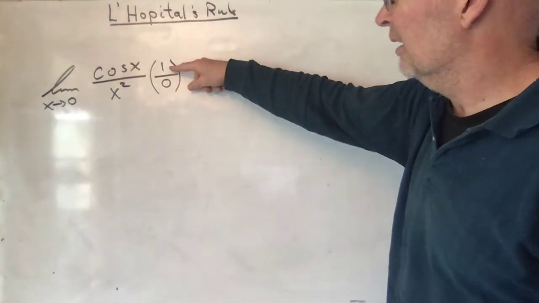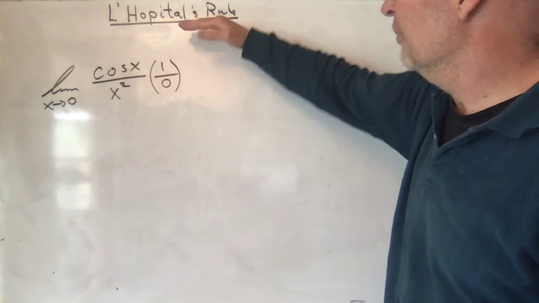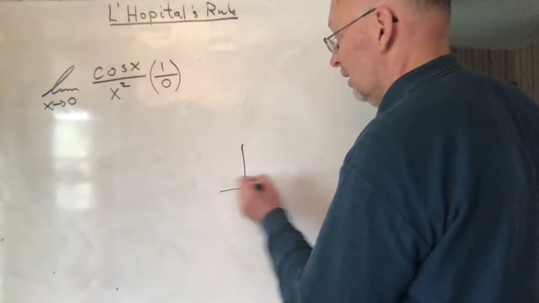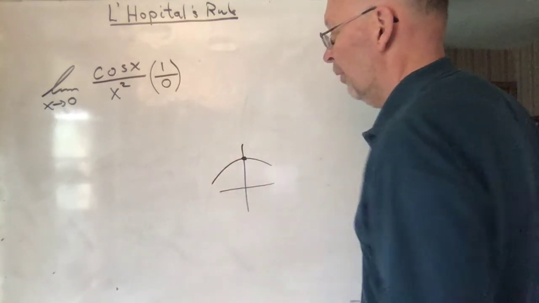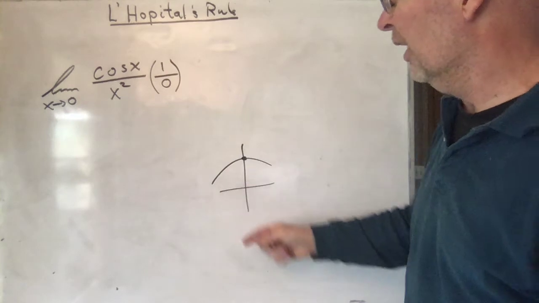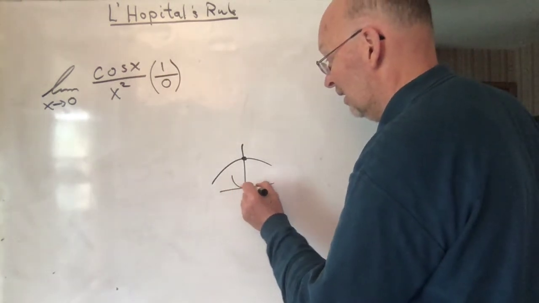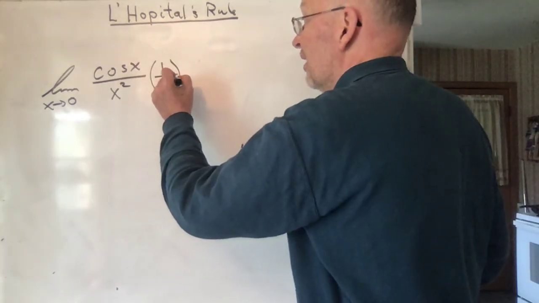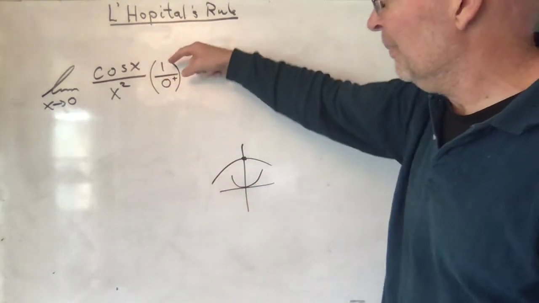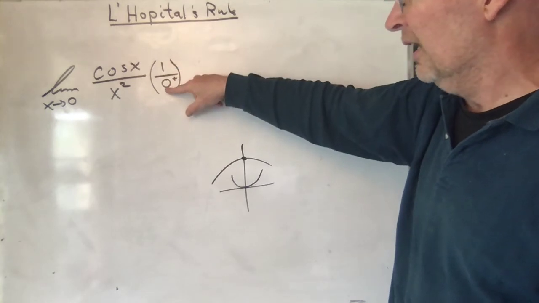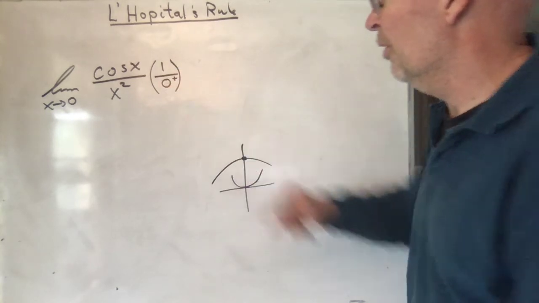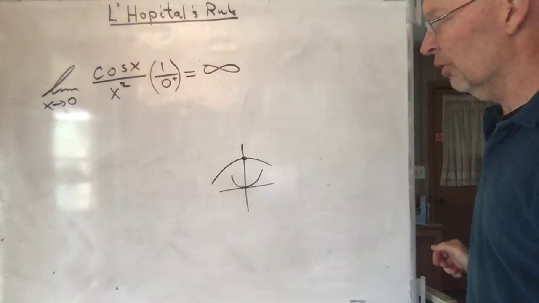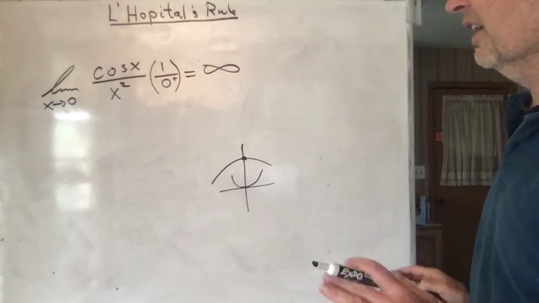Because just think about it. Don't lose your common sense as you learn big rules. Cosine is approaching 1 from both sides. It's getting closer and closer to 1. X squared is getting closer and closer to 0, always positive and smaller. What happens is you take a number close to 1 and divide it by a really small number. It goes off to infinity. So there's the answer. So don't lose track of things.